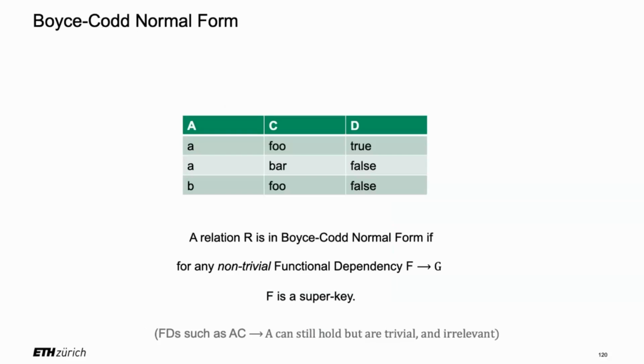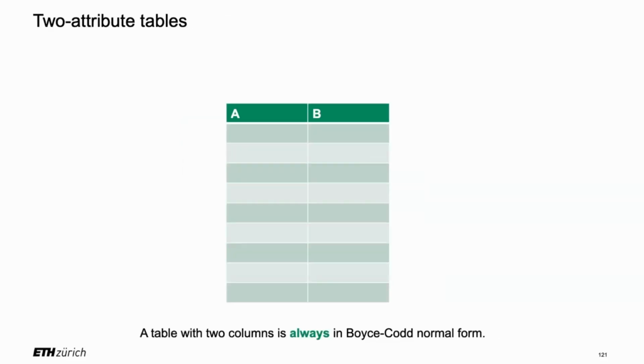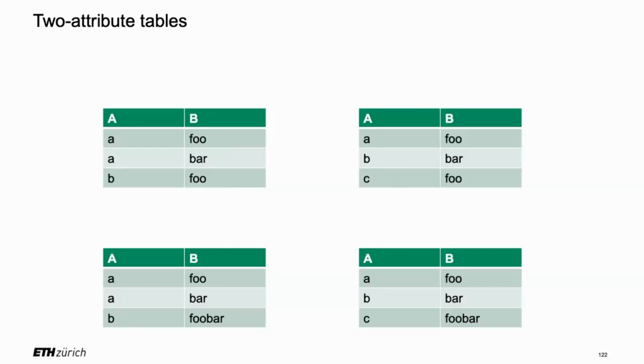Okay. Now I have a mini theorem for you that's kind of cool. If I give you a table with 2 columns, you don't even need to think: it's in Boyce-Codd normal form, guaranteed. You don't even need to check. It's always the case. But it's interesting to actually look at it and see why that is the case. So these are the 4 possibilities, in fact, of functional dependencies when you have 2 columns. The first possibility is when there is a super key that's all the 2 columns, A and B.